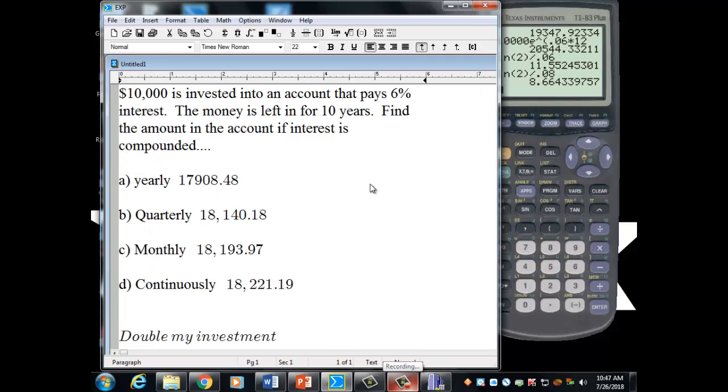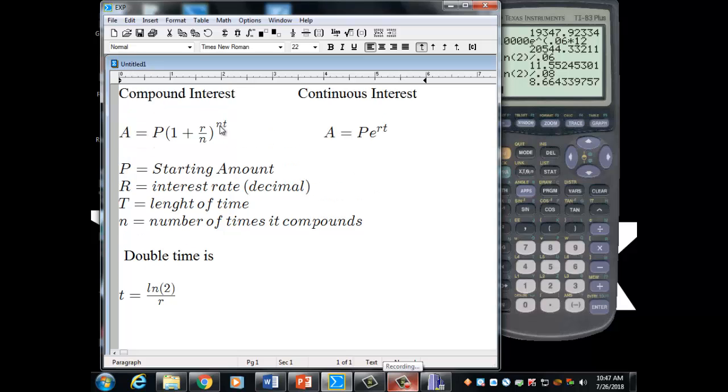Again, please adjust the formula from earlier. It is not RT. It is NT. And accept my apologies.